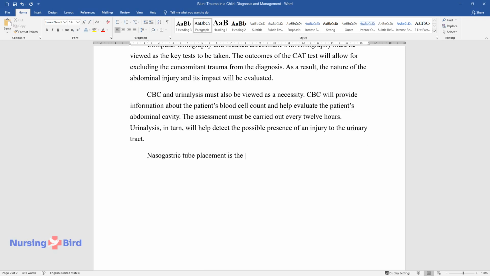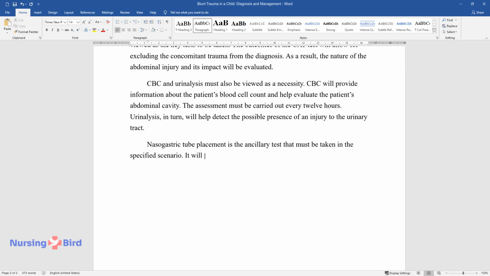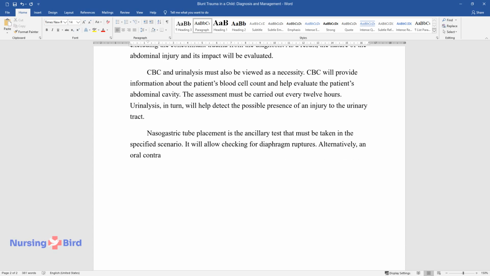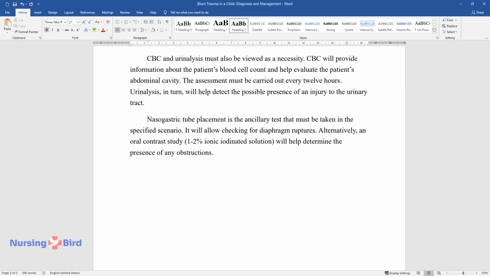Nasogastric tube placement is the ancillary test that must be taken in the specified scenario. It will allow checking for diaphragm ruptures. Alternatively, an oral contrast study, 1 to 2% ionic iodinated solution, will help determine the presence of any obstructions.